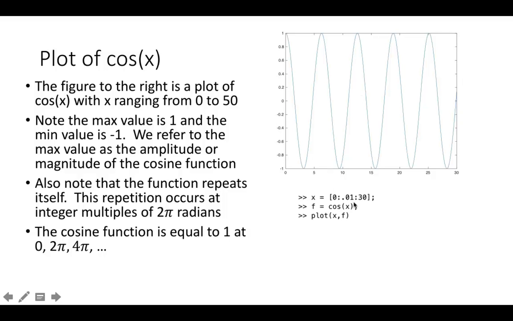Now, MATLAB generally defaults to radians. So when I entered this, I did not specify that this was radians or degrees. Note it defaulted to radians. The cosine function is equal to 1 at integer multiples of 2 pi. So 0, 2 pi, 4 pi, and so on.